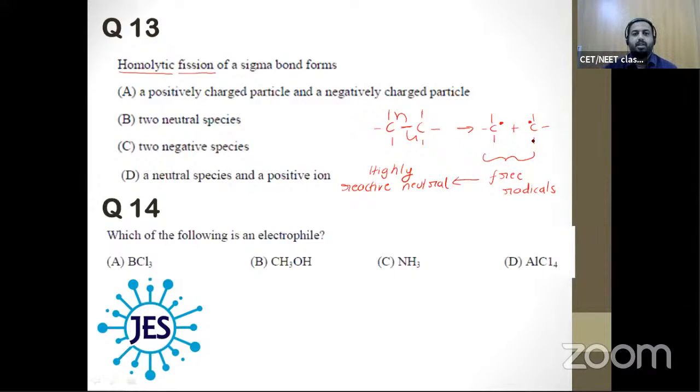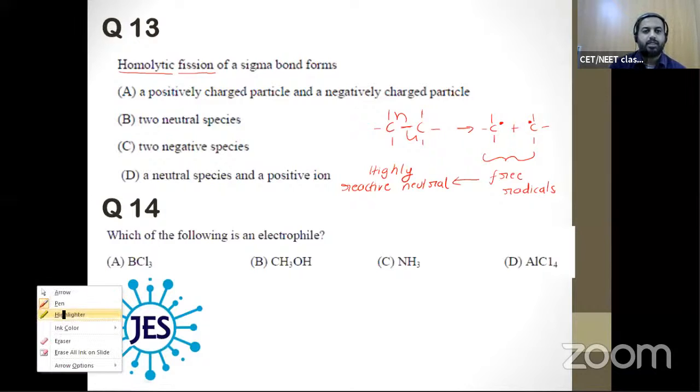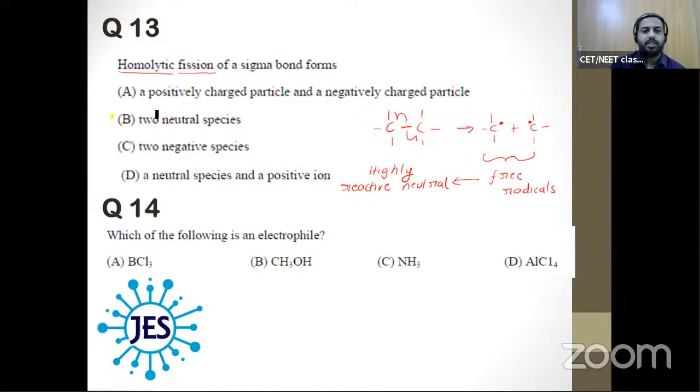Okay. There is a question: which time will the test be conducted? All information related to the test will be told to you well in advance. Don't worry. Okay. So therefore, for question number 13, the answer is neutral species. Two neutral species are formed. Let me highlight the answer now. Yes. Two neutral species are formed. This will be the answer.